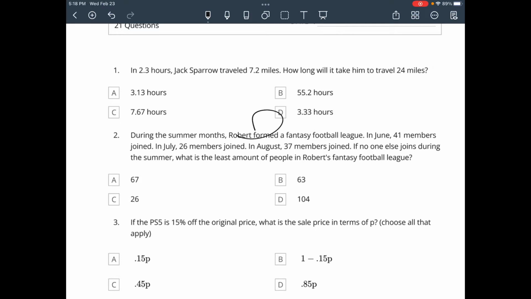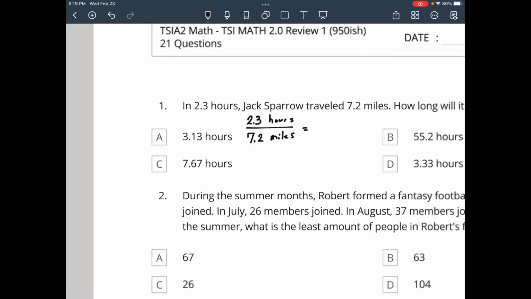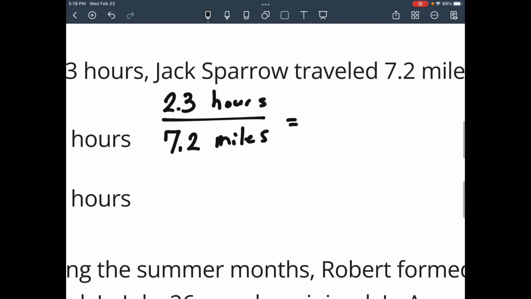So number one here, let's go over these questions. In number one, it says in 2.3 hours, Jack Sparrow traveled 7.2 miles. How long would it take him to travel 24 miles? So in 2.3 hours, he traveled 7.2 miles. Then I want to know how long will he travel in 24 miles? I have miles in the bottom, so 24 goes in the bottom.